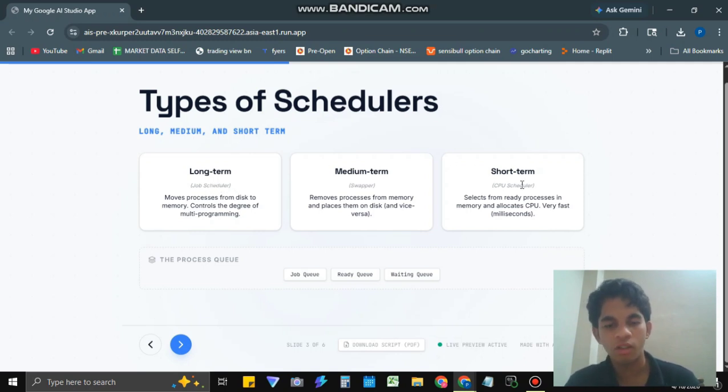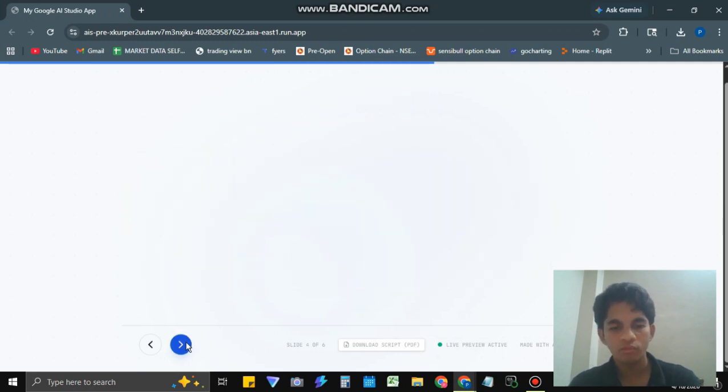Then comes the third team member, that is the short term scheduler. So it is kind of a dispatcher that picks the task, gets the CPU right now, and makes the decision in milliseconds. So it is incredibly fast. It gets the work done of the processes that get selected from these two schedulers. So moving on to the next slide.